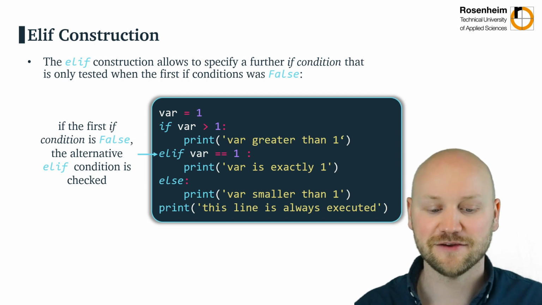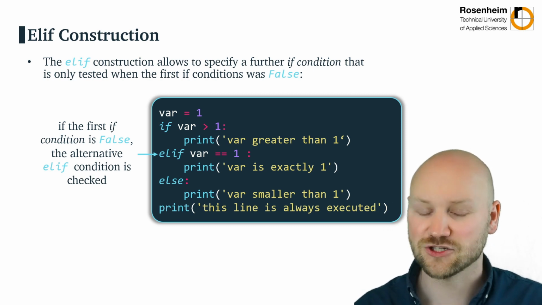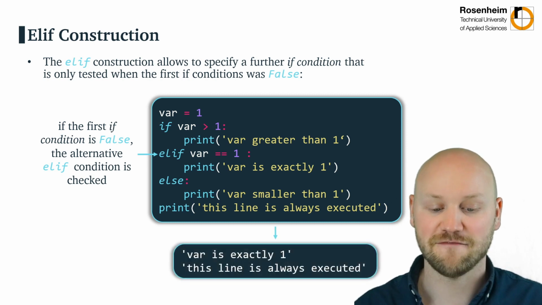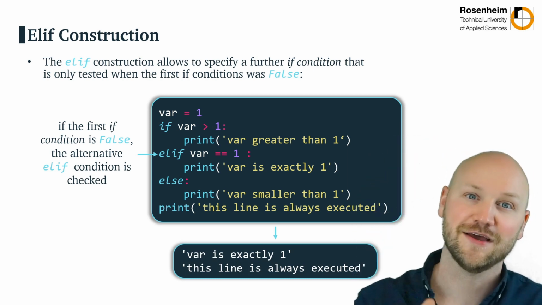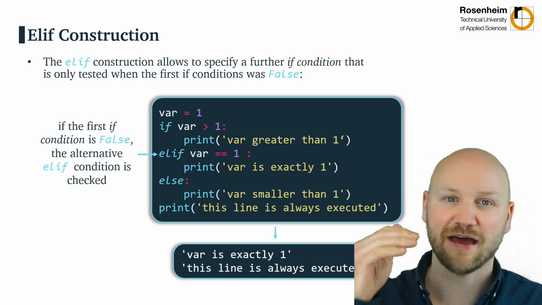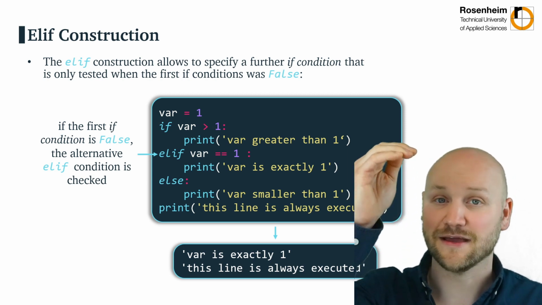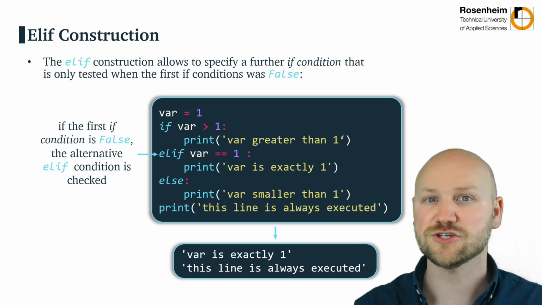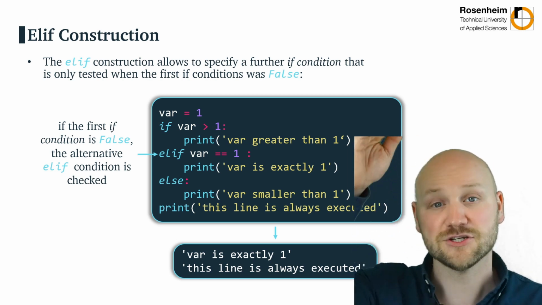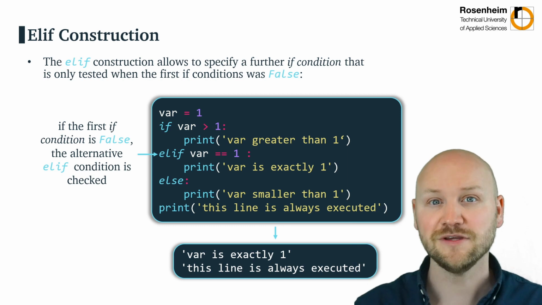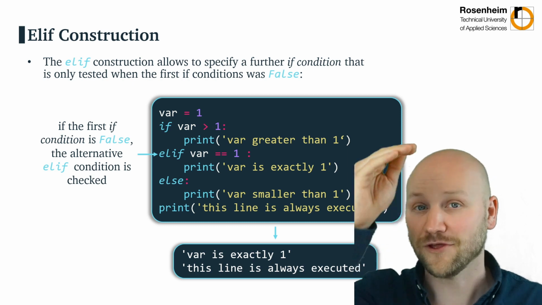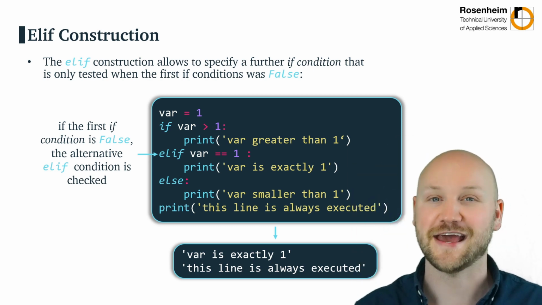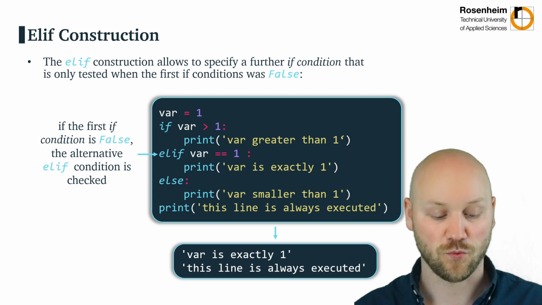So the elif of variable equals 1 is actually true. So in the end, "var is exactly 1" is being printed, but not the else part. The else part is only executed if none of the conditions before were true. So you can always have an if condition, then a specific number of elif conditions, like 10, doesn't matter, and the elif conditions are checked from top to down, and the first one that is true is executed and all the others are not executed, and if none of them were correct, then the else part is executed. This is how elif works.